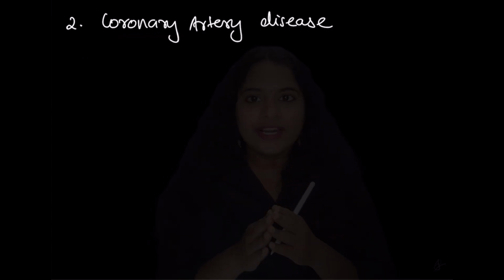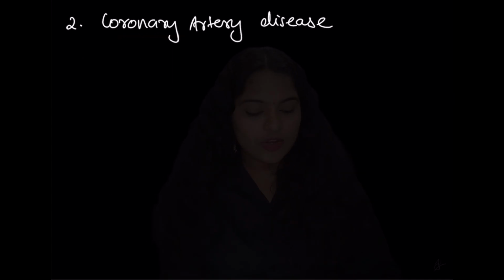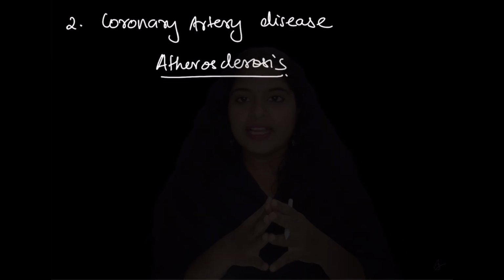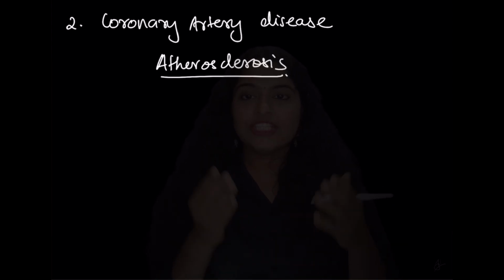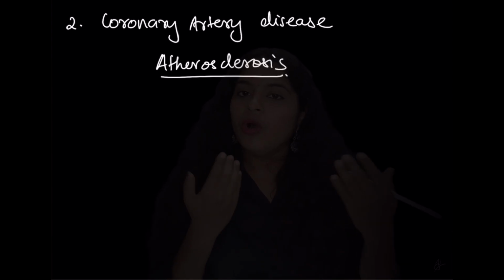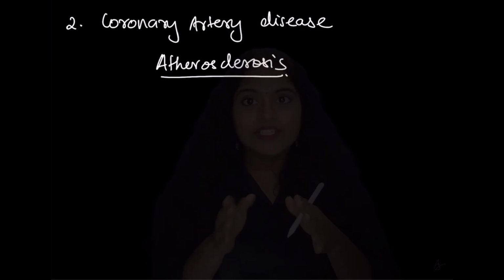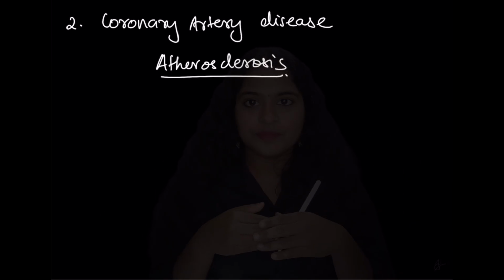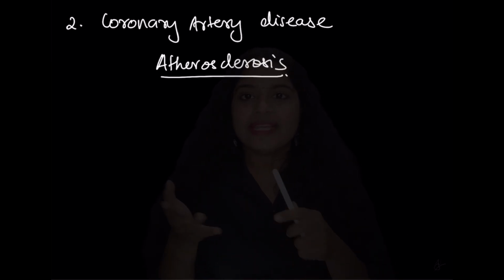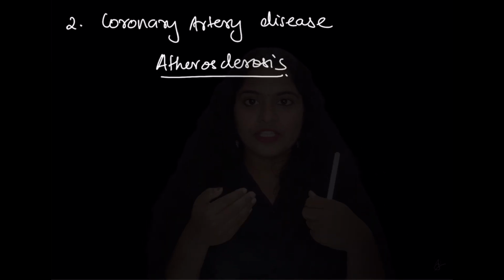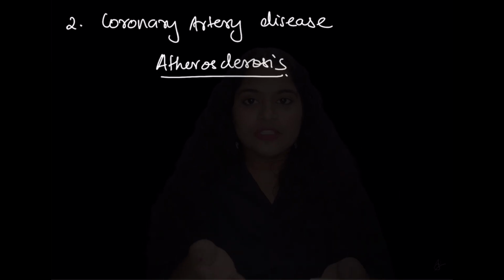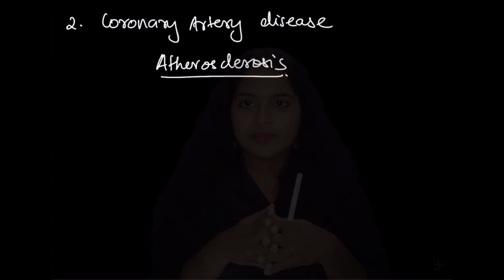Next is coronary artery disease, and this is also called atherosclerosis. This is the condition when the coronary artery is getting blocked by calcium, fat, cholesterol or fibrous tissue. What is the coronary artery? It is the artery which takes blood to the muscles of the heart. So when these are blocked by calcium, fat, cholesterol and fibrous tissue, what happens? There is no sufficient amount of blood reaching the heart muscles.